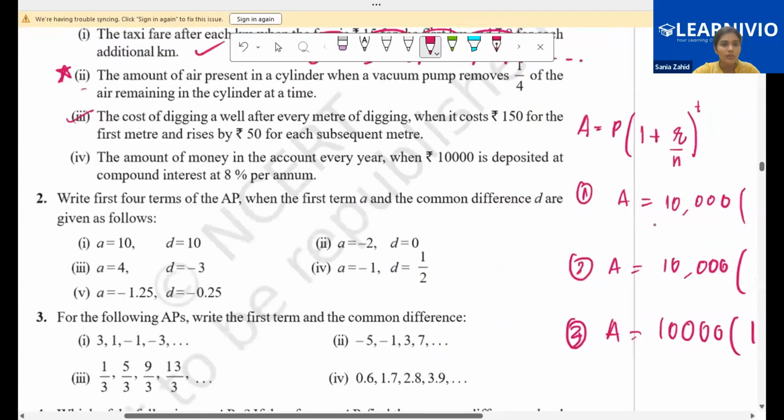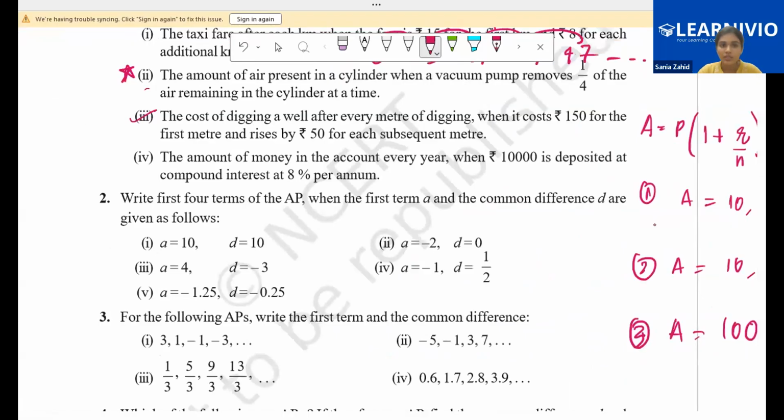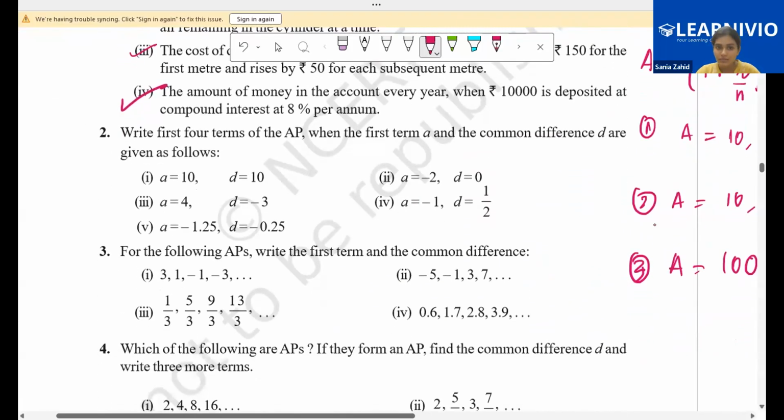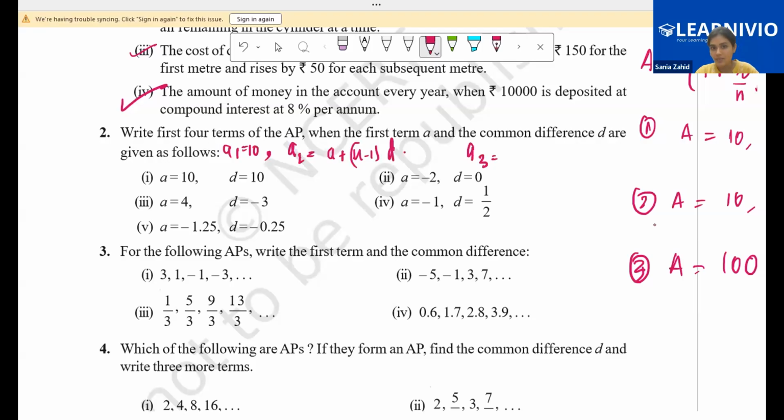Okay. Now the first question was this much only, converting statements into AP. The second question says write first four terms of the AP when the first term A and the common difference D are given as follows. So first four terms you have to write. The first is 10, so A1 is 10. Now A2, how will you write? You will use the formula A plus n minus 1 D. For A3 again, you will use the formula A plus n minus 1 D. So how many terms you have to write?